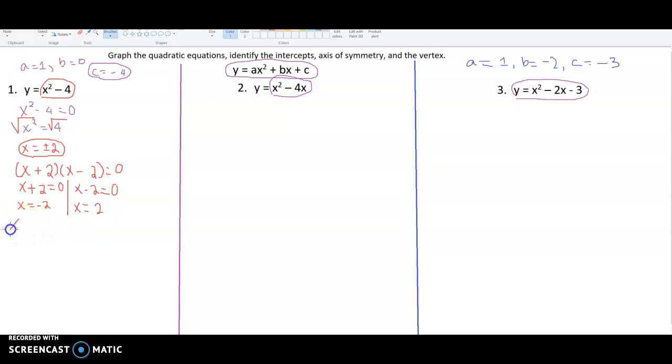Today, what we did in class was we introduced the formula x equals negative b over 2a. And that is the formula to find the axis of symmetry. And what is the axis of symmetry? The axis of symmetry is a vertical line that divides the parabola into symmetrical halves. Okay?